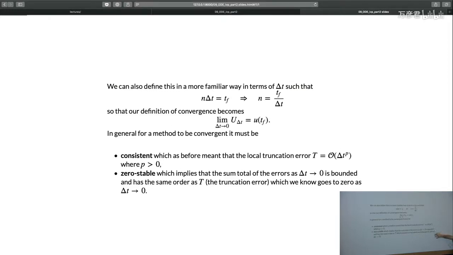This is usually easy to do. This is usually much more difficult. So that's actually why we're going to be talking about stability for the rest of this lecture. Okay? Zero stable, what that actually refers to is this exact statement. As delta t goes to zero, can you show that the errors that you're making at each step along the process also go to zero?